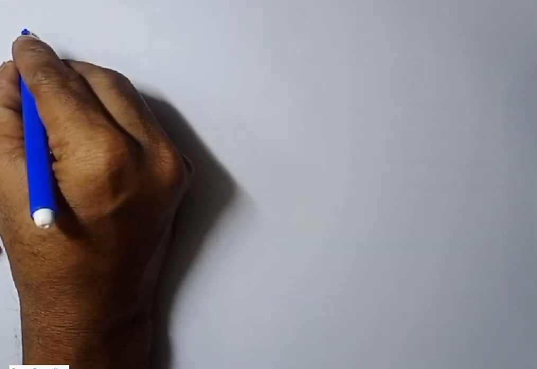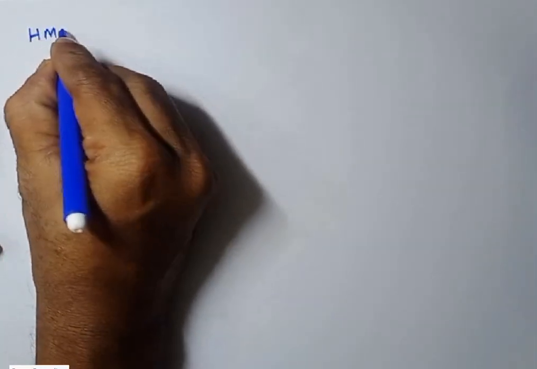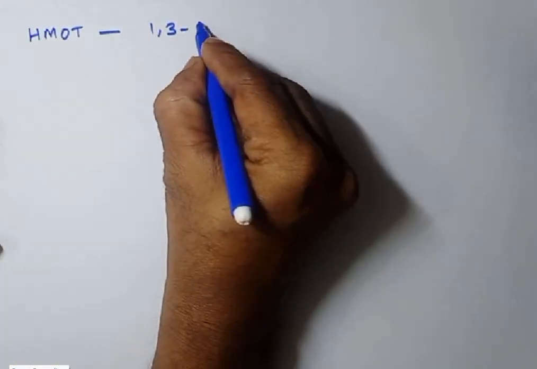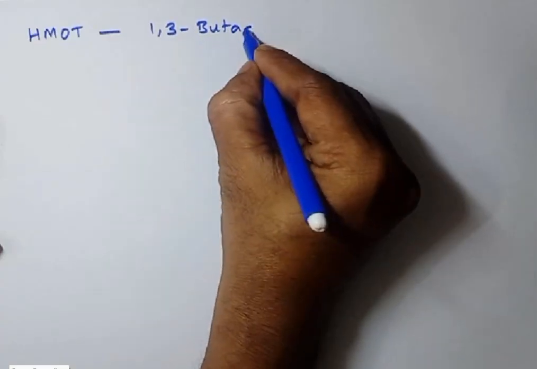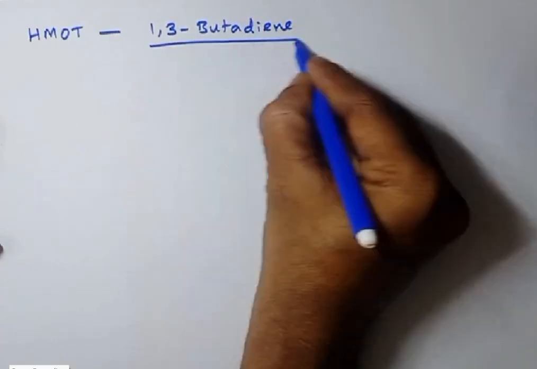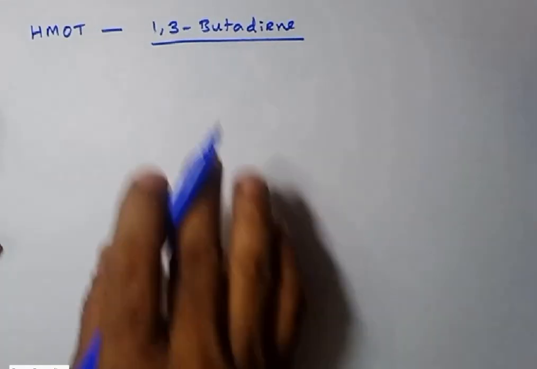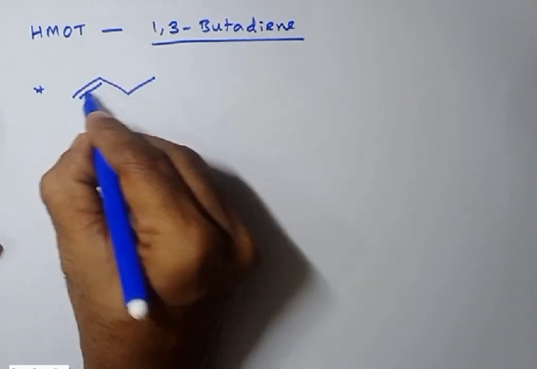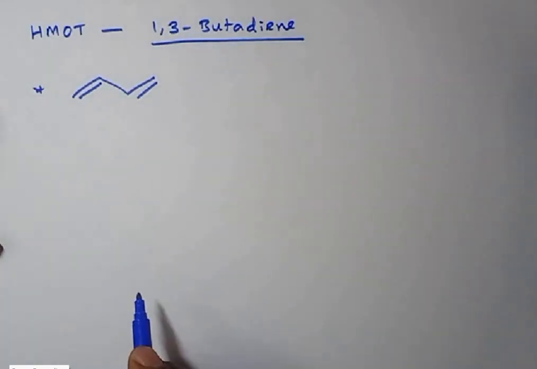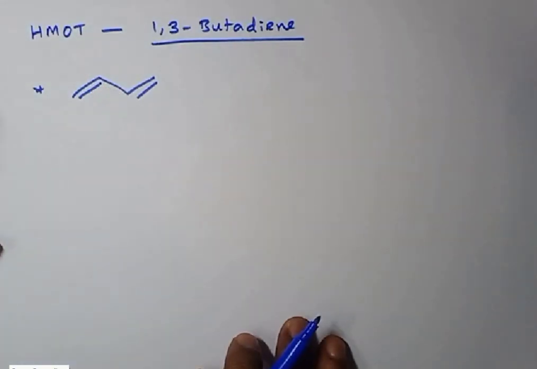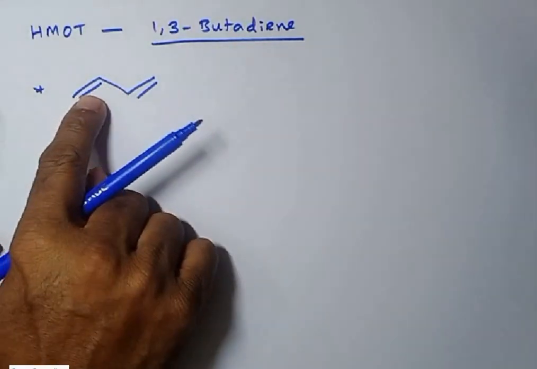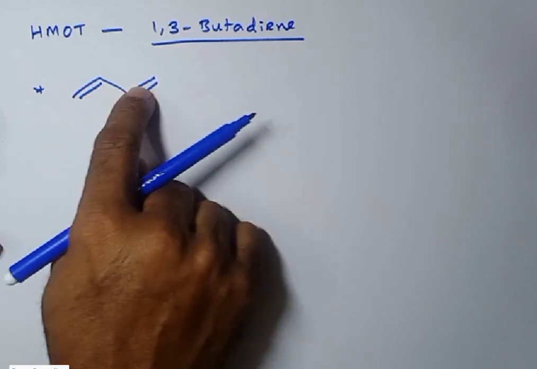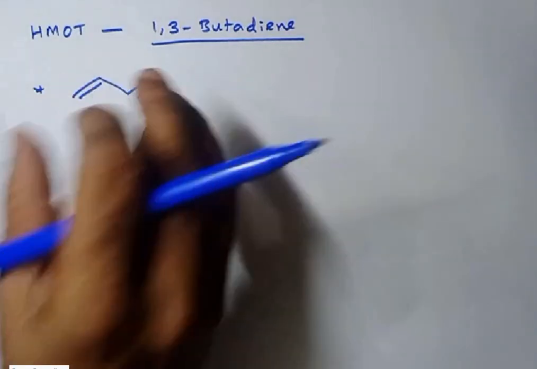We discuss the application of Hückel molecular orbital theory to the 1,3 butadiene system. This is the structural formula of 1,3 butadiene. It has alternating double bond, single bond, double bond. So these pi electrons are involved in conjugation.